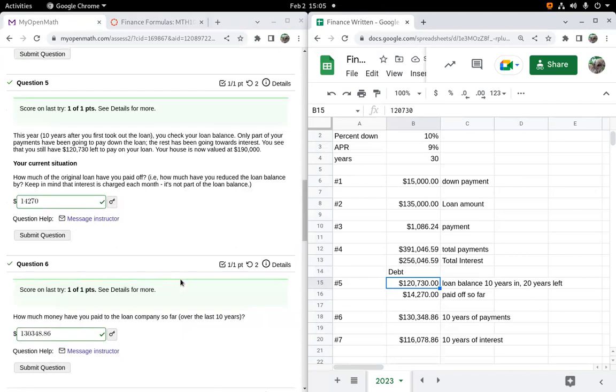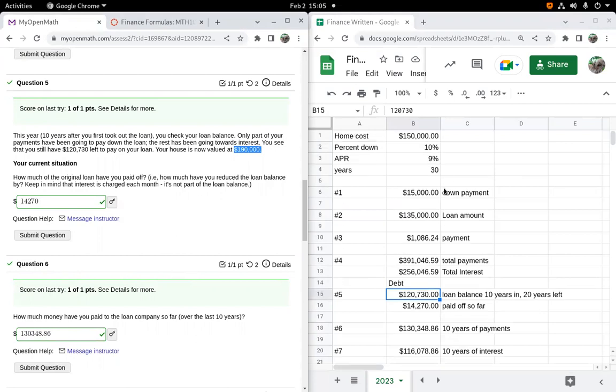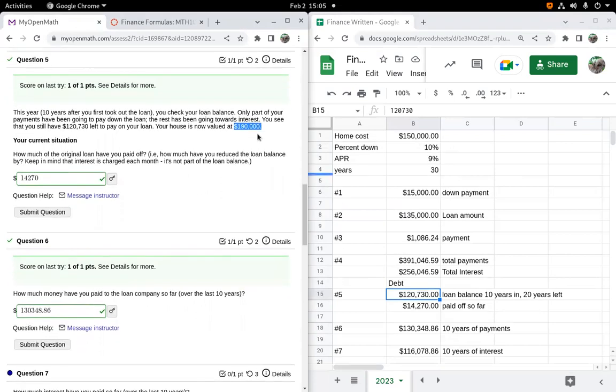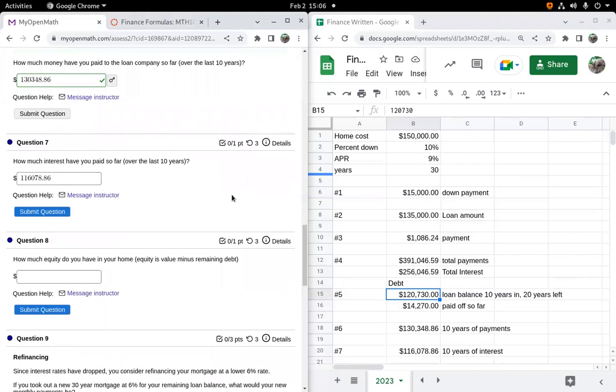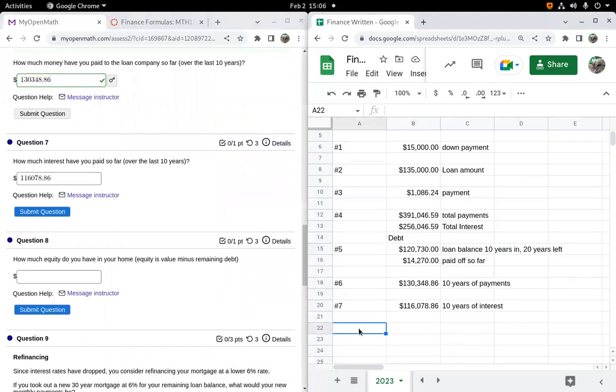The claim above is that at current housing prices, my home that was worth $150,000 10 years ago is now worth $190,000. And, you know, over time, dollars become worth less and things appear to be worth more. So I just want to know the difference in those two. So number 8, it's my current equity. And the equity equals the current value minus the current debt.